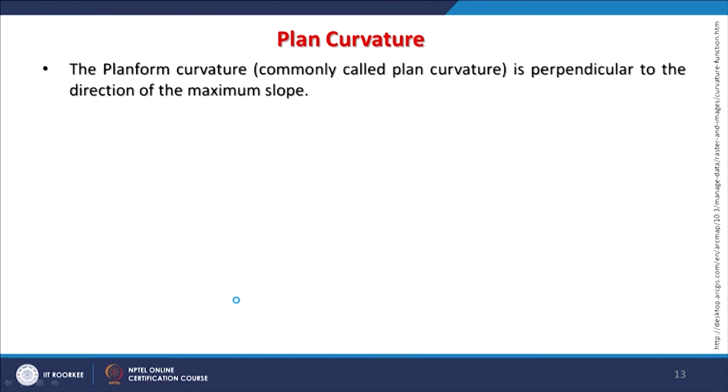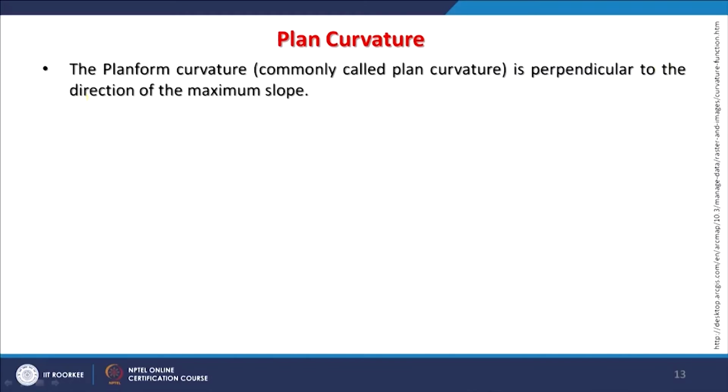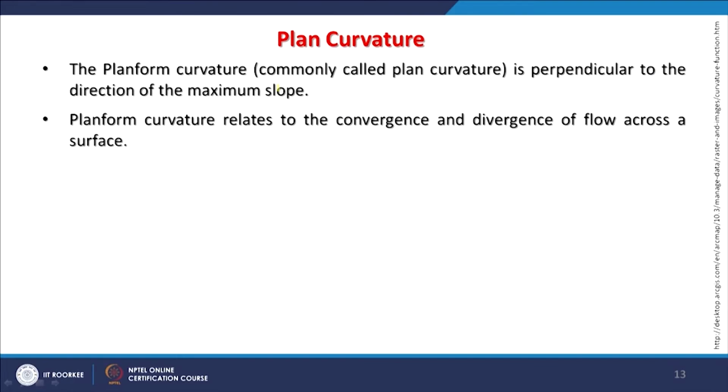Now, this plane curvature, also called plan curvature in some software or literature, is perpendicular to the direction of maximum slope. And this plane curvature is related to the convergence and divergence of flow across a slope. And convergence and divergence of flows, for example water, plays a very important role in terms of erosion or landsliding.